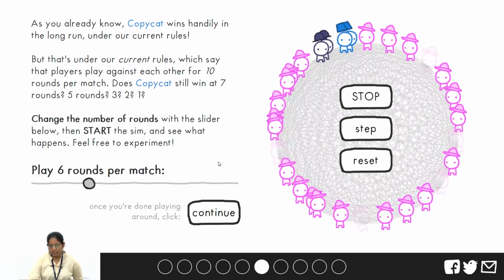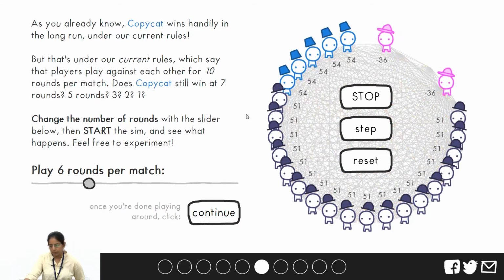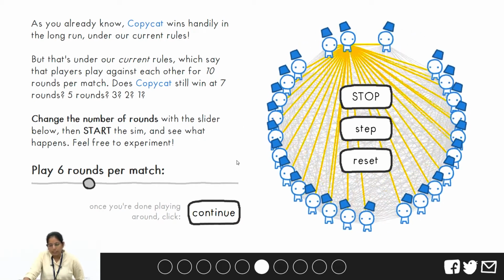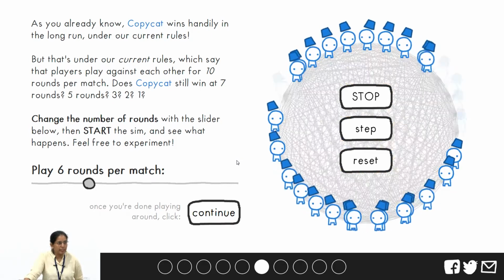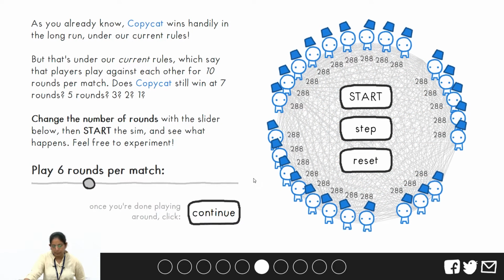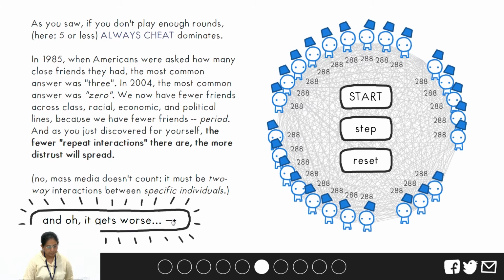So again, this is something that I would encourage you to play with and build your intuition for over time. I think this is the turning point. So with 6 rounds is when you get just about enough time. That is with this particular choice of numbers in this particular payoff matrix. So here the point is that the fewer opportunities for repeat interactions, the more distrust spreads, because this is where the cheaters are dominating when you are playing 5 or fewer rounds.